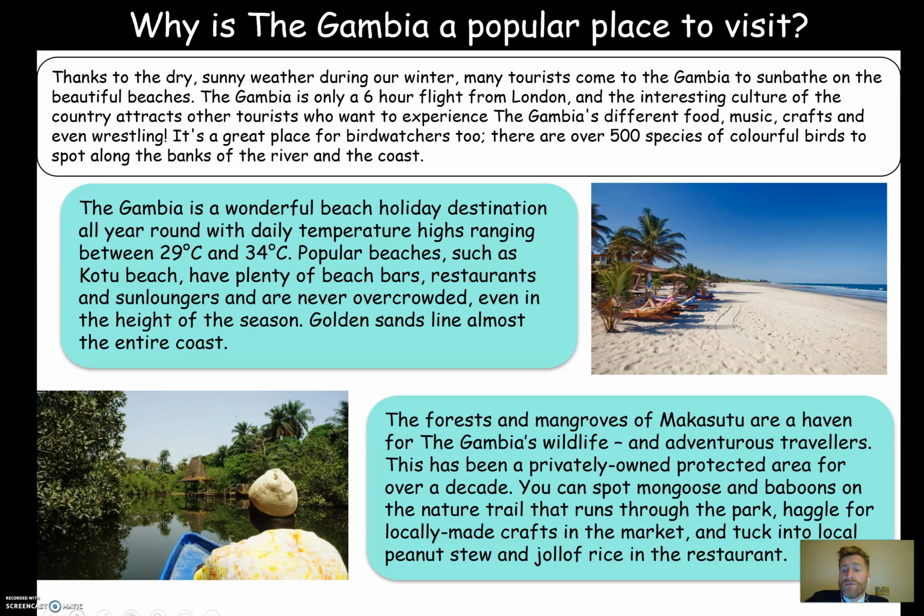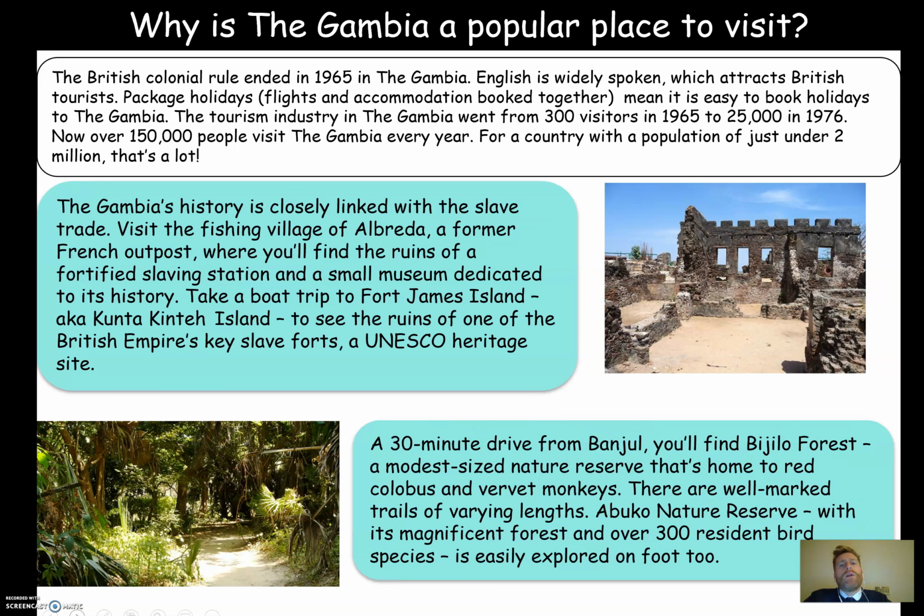This next slide goes through why it's such a popular place to visit. So it talks about the weather, the beaches, some of the wildlife. So again, if you wish to pause to read this through as a class, if you need to. More information about why it's a popular place to visit, to do with its history. So again, if you wish to pause to read this as a class, if you need to.